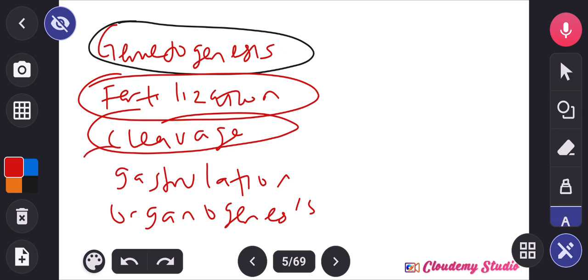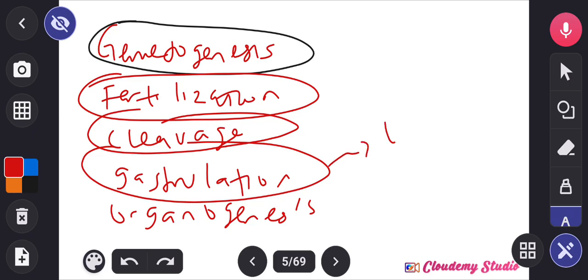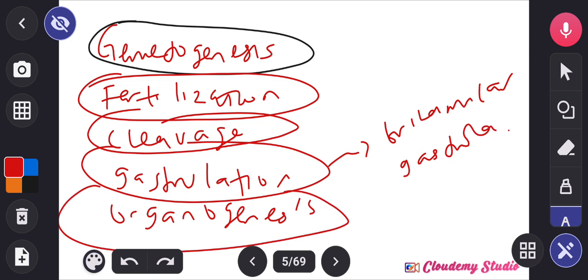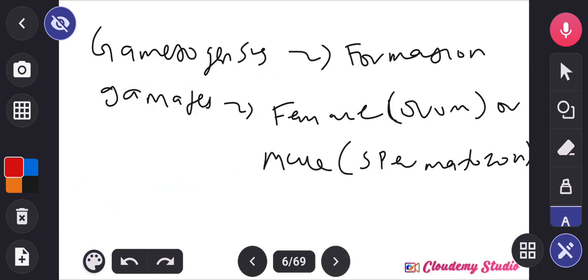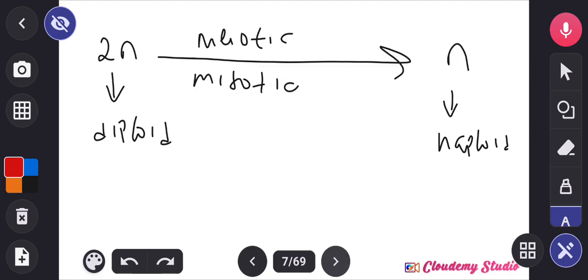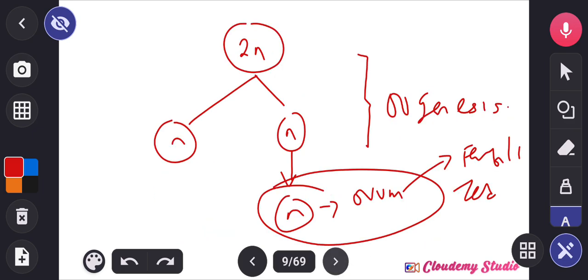And the next one is gastrulation, and this is the process of displacement or invagination of cells to form a trilaminar structure called the gastrula. So organogenesis is the formation of organs, which we will still try to talk about later in the future. So I've introduced you to the concept of gametogenesis, cleavage, fertilization, gastrulation, and organogenesis.